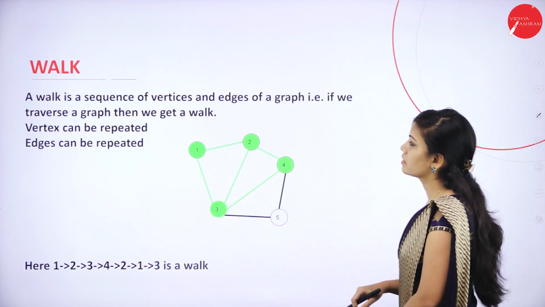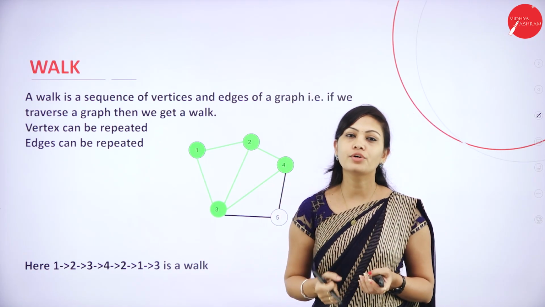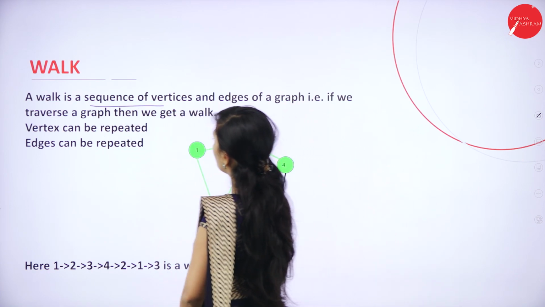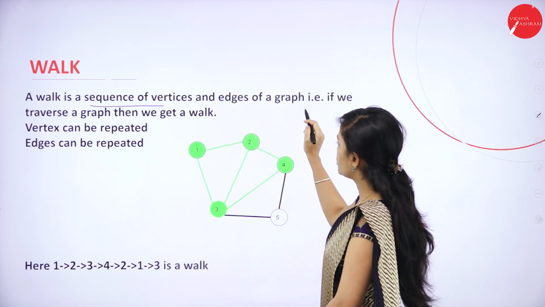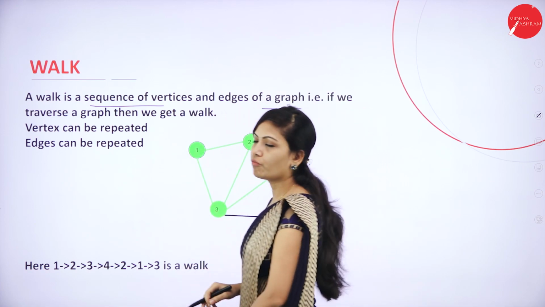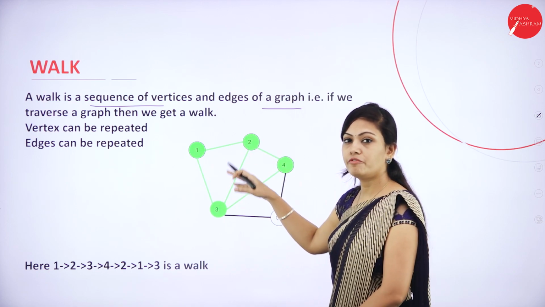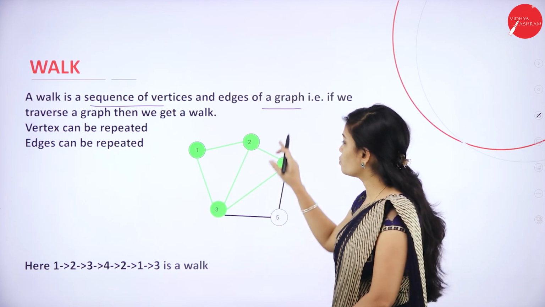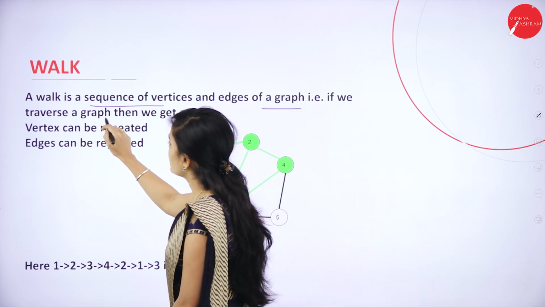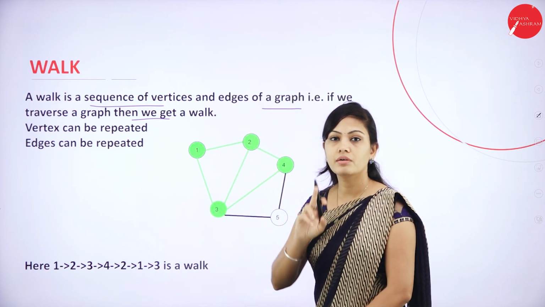And next one is walk. So what is walk? It is a part of graph theory. Clear? A walk is a sequence of vertices and edges of a graph. That is, if we traverse a graph, then we get a walk. So what is traverse? Traversing means visiting each and every node exactly once. So if you are traversing a graph, you will get a walk.